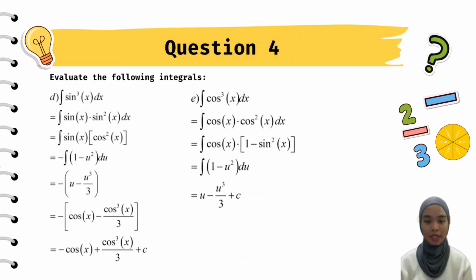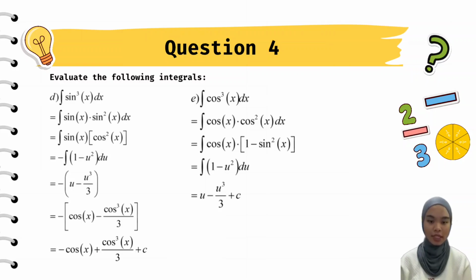Question D, integrate sin^3(x) dx. We can separate it as integrate sin x times sin^2(x) dx. And then we get negative integral of (1 - u^2) du. After we integrate, we get negative (u - u^3/3). And the final answer is negative cos x + cos^3(x)/3 + c.